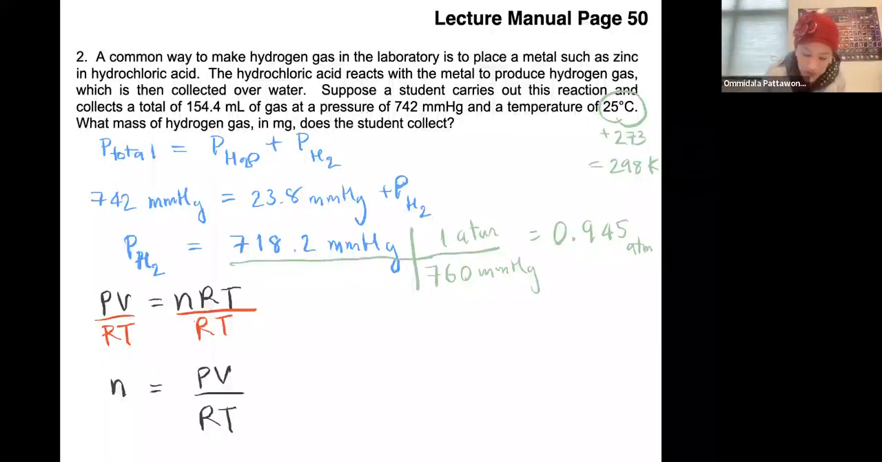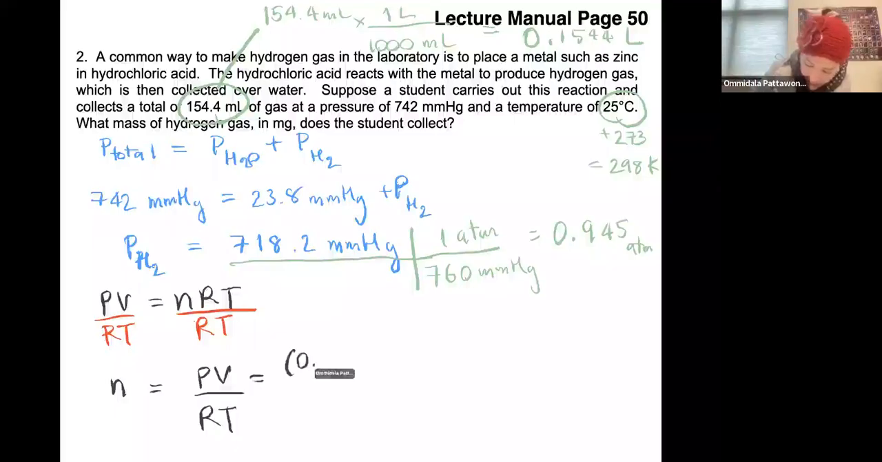And then we also need to make sure that the volume is in liters. So if you convert this into liters, you have 154.4 milliliters, right? We know that there are 1,000 milliliters in 1 liter. So therefore, in this case, you are going to get 0.1544 liter as the volume. Okay. All right. So after you get everything in the proper units, you just need to plug all those in.